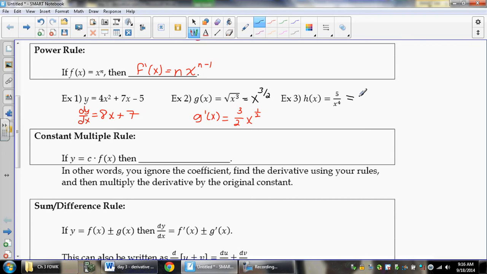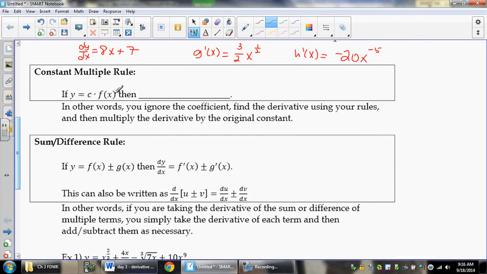So 5 over x to the 4th is the same as 5x to the negative 4. Then I'll take the derivative. H prime of x is negative 20 x to the negative 5th. Be careful. Bring down the negative, keep that. Negative 4 minus 1 is negative 5. So make sure you pay attention to your negatives.